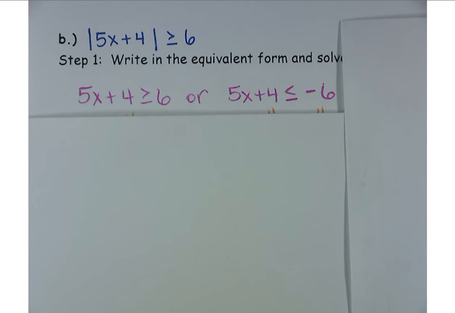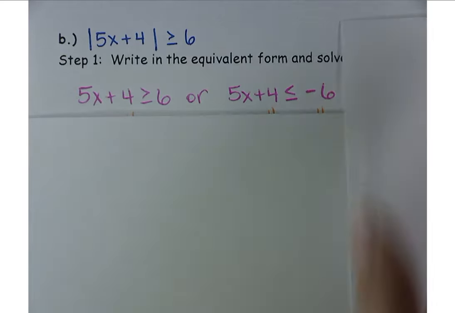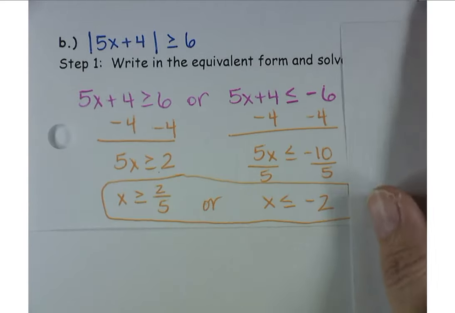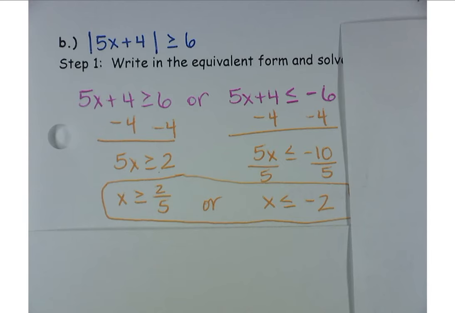So now you're going to solve each one for x. I know many of you already have. Okay, so if you subtract 4, then divide by 5, you'll get 2/5. You should leave it like that when you're using our calculator. And negative 6 minus 4 is negative 10. When you divide that by 5, you get negative 2. So either x is greater than or equal to 2/5, or x is less than or equal to negative 2.